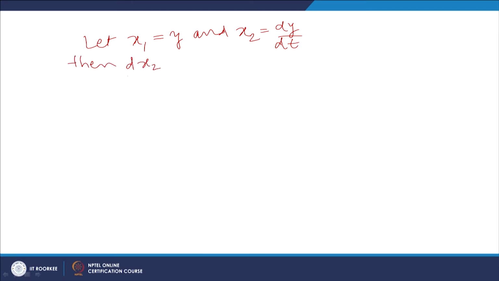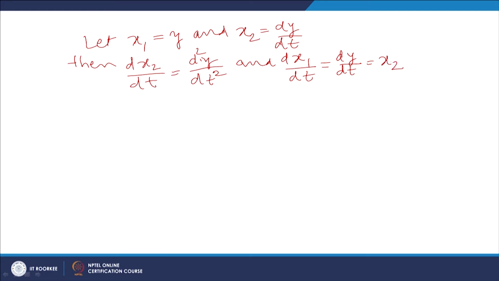Then dx2 over dt will be equal to d square y over dt square, and dx1 over dt will be equal to dy by dt, which will be equal to x2. Okay. So thus we get dx1 by dt equal to x2. This is one equation.